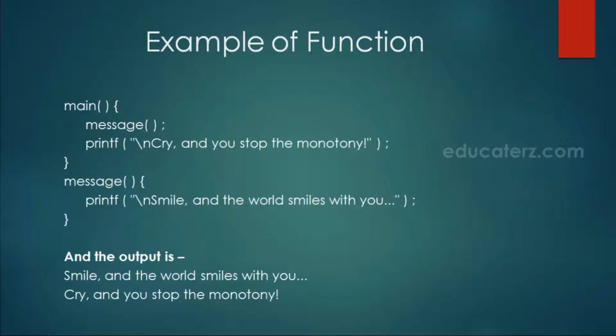Now here we can see an example of a function. Suppose we have a message, "Smile, and the world smiles with you." Now this message I need multiple times. So instead of writing that again and again, we can create a separate function message, and then we call this function in the main method. In C our application starts with the main method, then as soon as we call this message function, control will jump to this function. It will execute the body of the function and then return back to the caller function and continue with it. So the output will be first the line from message and then the line from the main method.